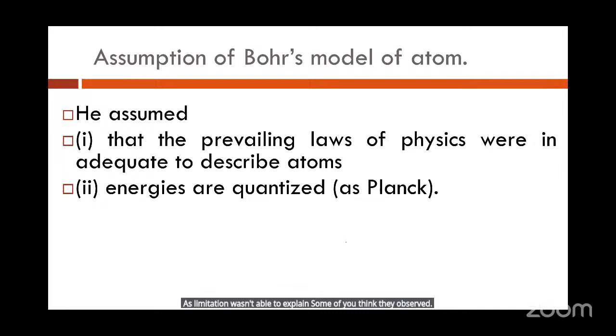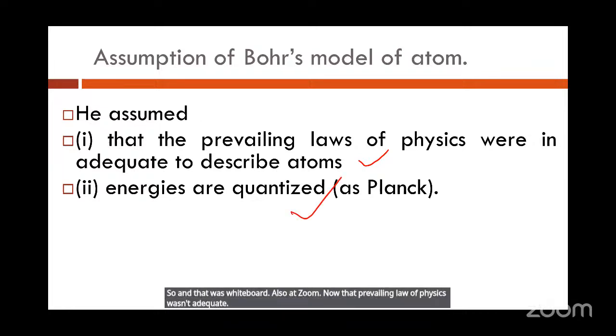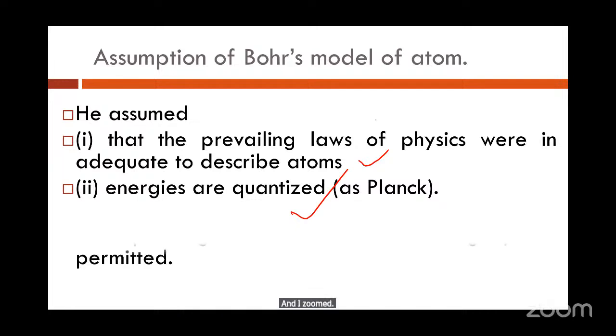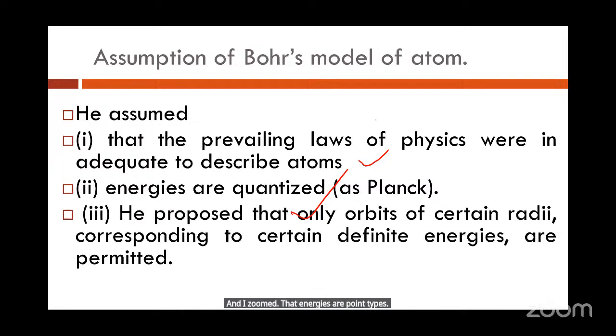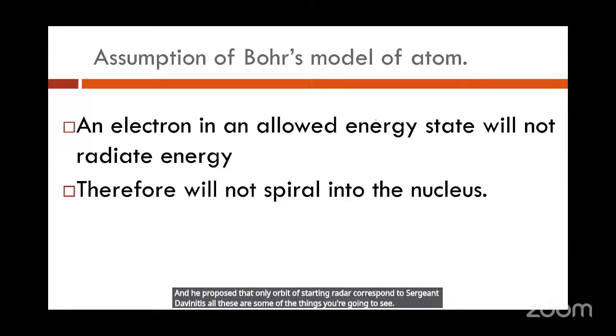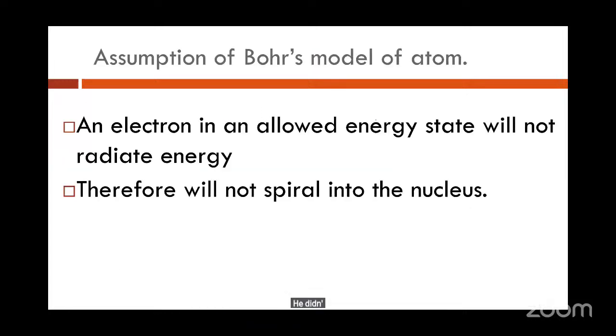And that was why Bohr also assumed that the prevailing laws of physics weren't adequate. And he assumed that energies are quantized. And he proposed that only orbits of certain radii correspond to certain definitions. So all these are some of the things you're going to see in the note that I've already sent to you.